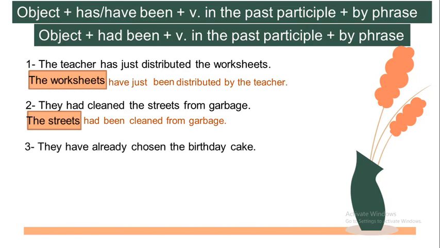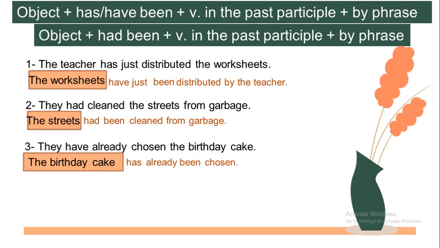Number 3. They have already chosen the birthday cake. They have already chosen. The verb is in the present perfect. What have they already chosen? The birthday cake, the receiver of the action that we will start with it. Now, the birthday cake, is it singular or plural? Excellent, it's singular and thus we'll use has been. But remember to include the word already, so it will be the birthday cake has already been, plus the verb in the past participle which is chosen. So the sentence in the passive voice will be the birthday cake has already been chosen.